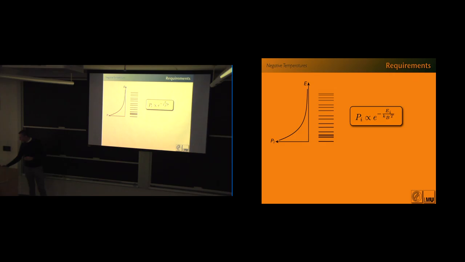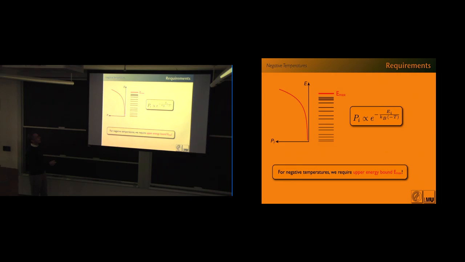That means now you have an exponentially increasing distribution over the many body states. And that would work, again, if you want to normalize it, if you have an upper bound in the energy spectrum of the system. So you have to have a maximum energy bound in the system. All right? And now, this is, of course, not a new topic.